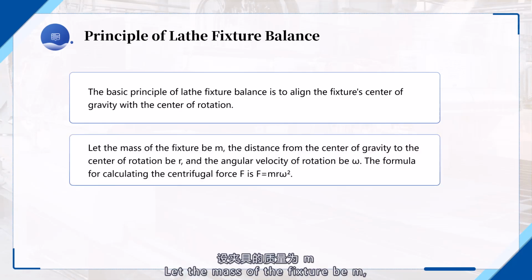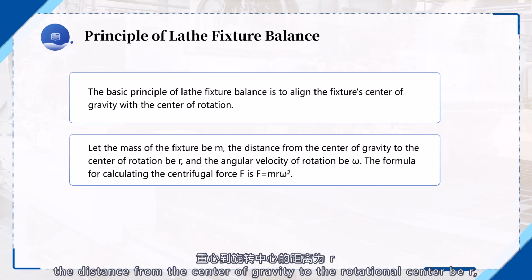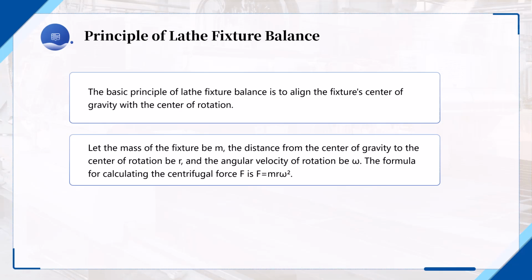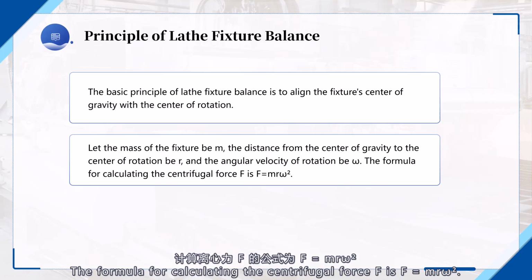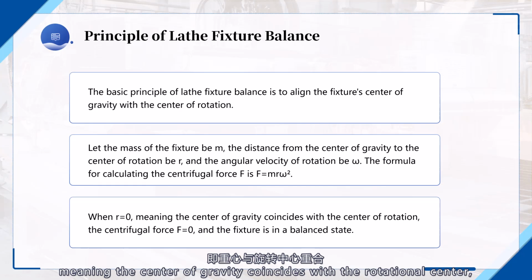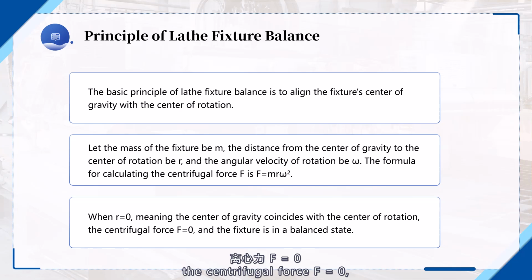Let the mass of the fixture be m, the distance from the center of gravity to the rotational center be r, and the angular velocity of rotation be omega. The formula for calculating the centrifugal force F is F = mrω². From this formula, it is evident that when r = 0, meaning the center of gravity coincides with the rotational center, the centrifugal force F = 0 and the fixture is in a balanced state.